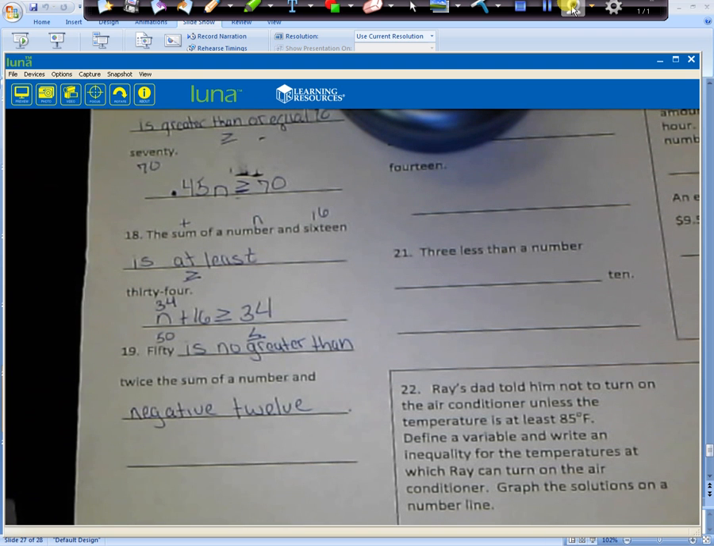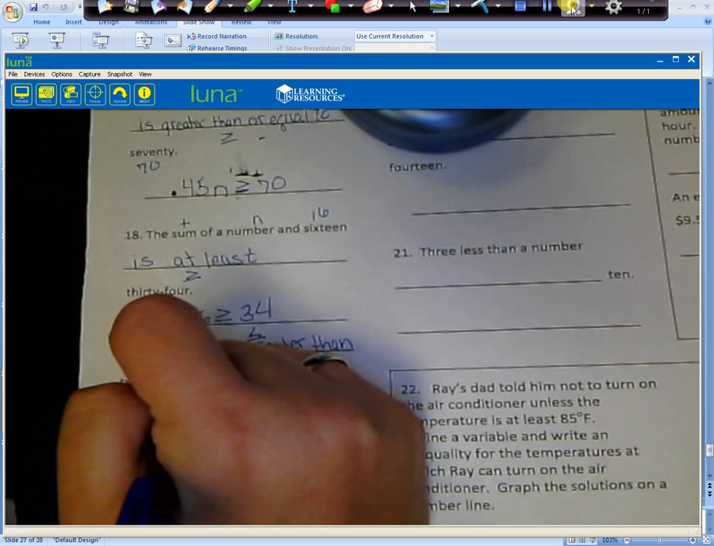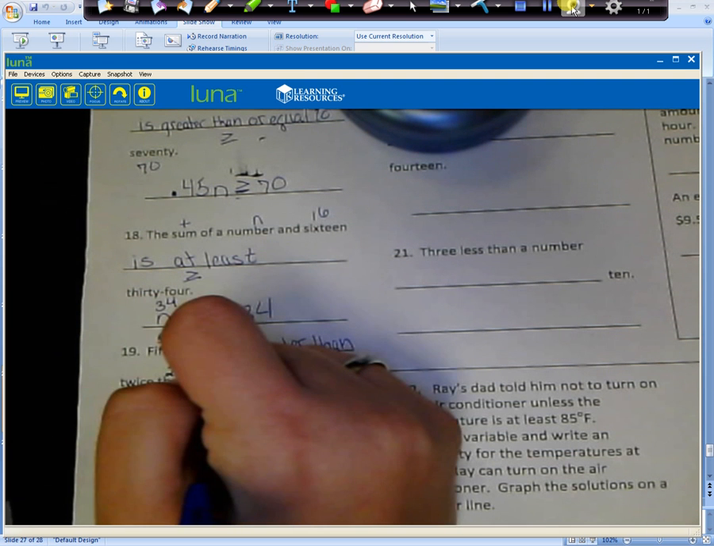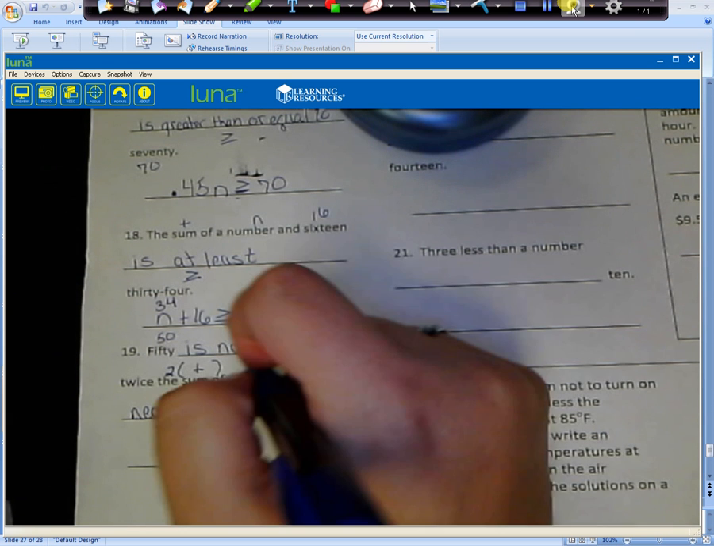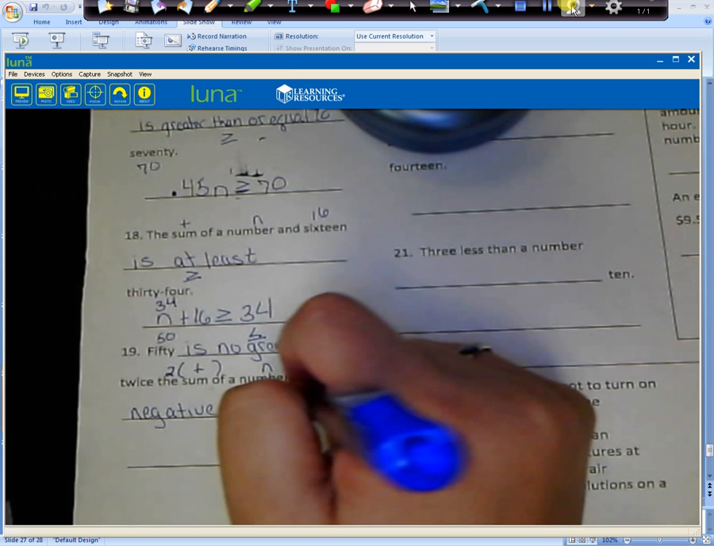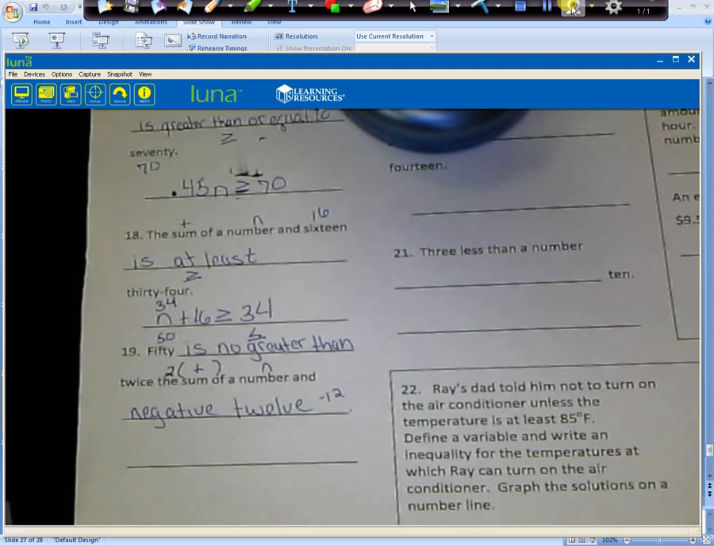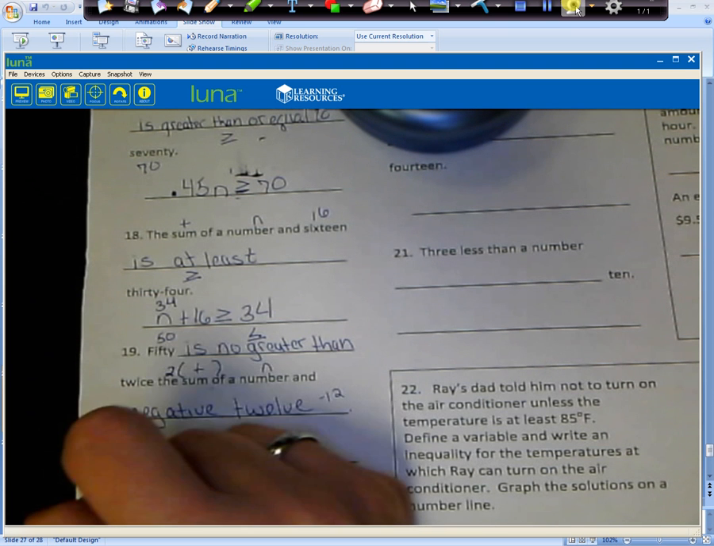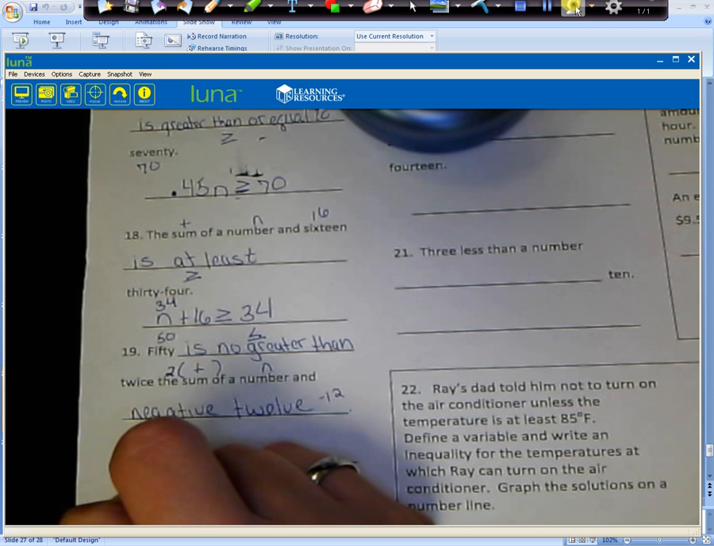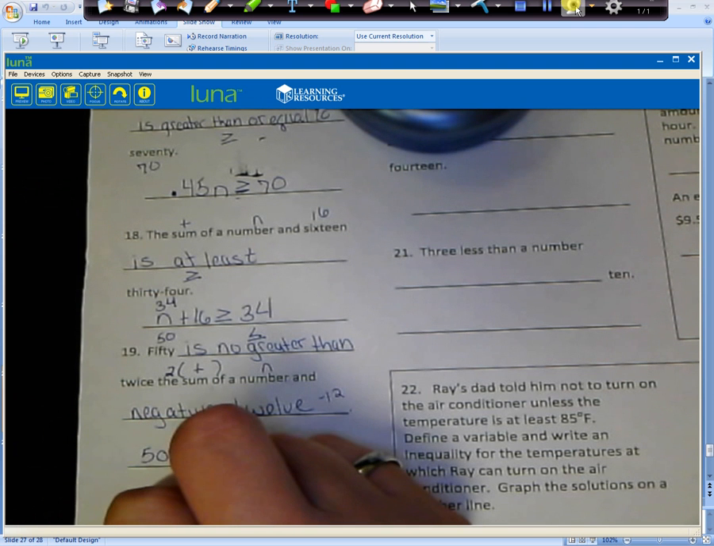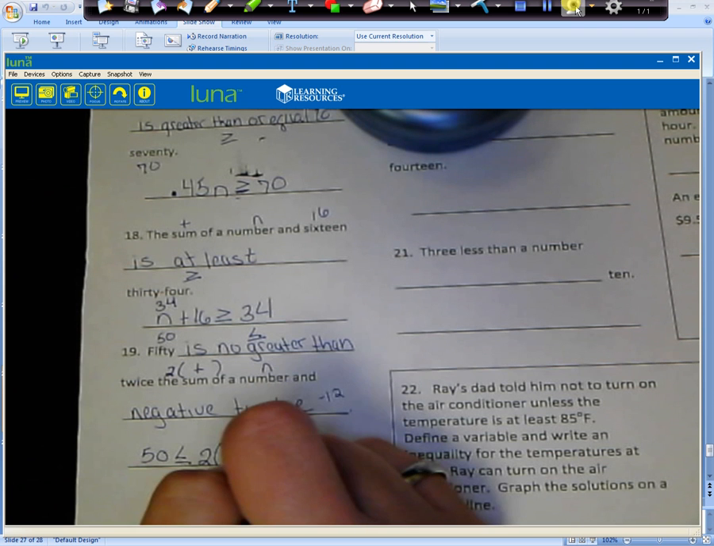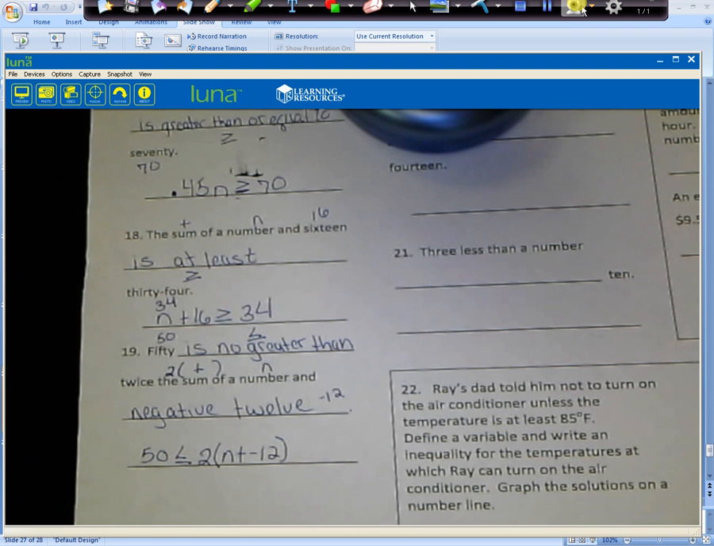Twice the sum means 2 with parentheses and a plus sign in the middle. A number is n, and negative 12 is just that, negative 12. So I'm going to put that together, and I'm going to say 50 is less than or equal to 2 parentheses n plus negative 12. And again, that is the same thing as n minus 12. However, it's written as the sum of a negative number, so we're going to write it just the way that it sounds, and we're going to say plus a negative 12. Make sure you have that down.